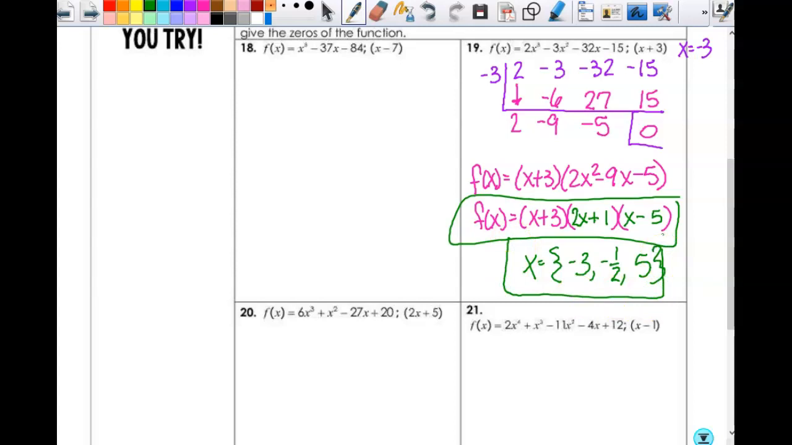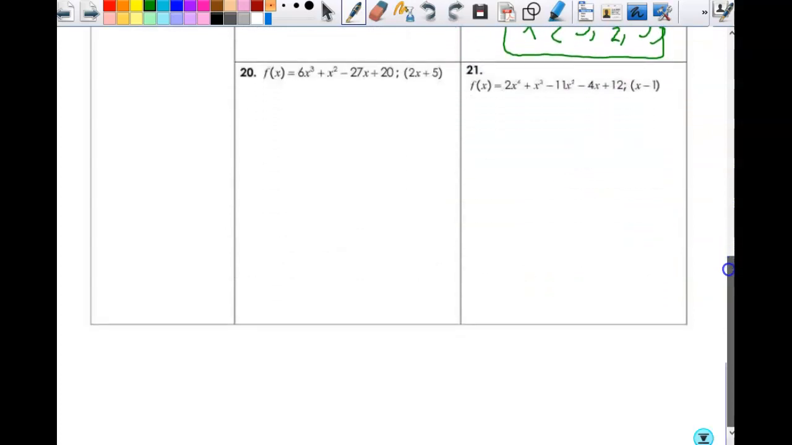So then let's look at 20. Am I allowed to use synthetic division on 20? Oh. No. This is a binomial, but this is not 1. Okay? That's why. So instead, what's our other option? Long division. So I got 2x plus 5 out here. Good old long division. 6x cubed plus x squared. So I'll let you get through the long division. Make sure we can remember how to do what we did yesterday.